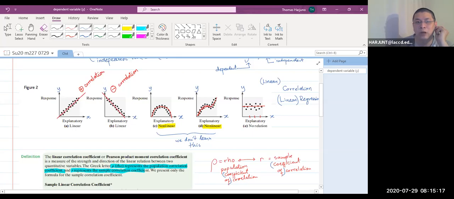Okay, now going back to figure two, in this case we see that the correlation is positive. Look at the slope of the line. If we have linear correlation, then here the correlation is positive. And this one here, the correlation is negative.